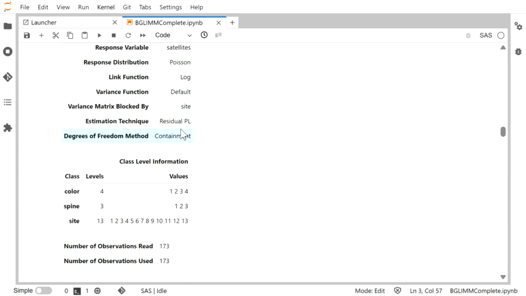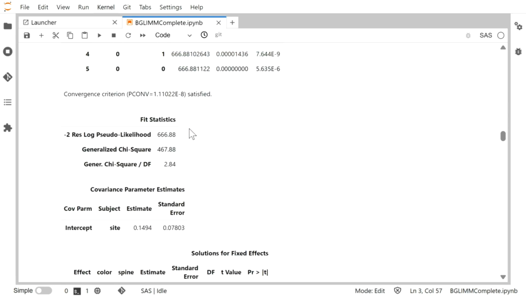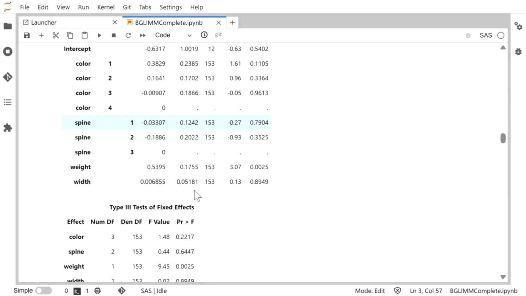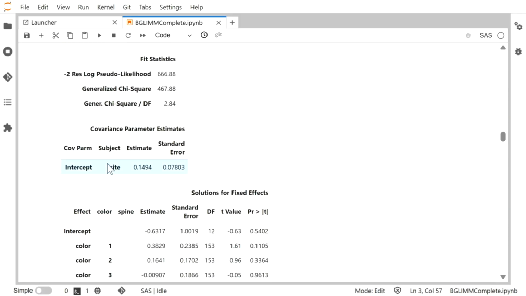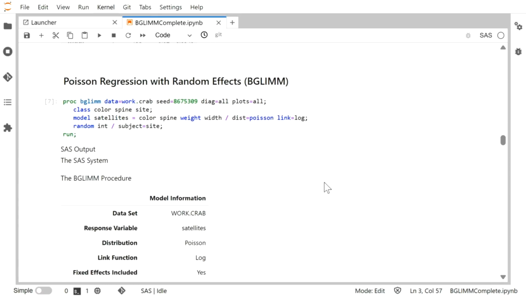It's doing a residual pseudo likelihood because we have a random effect, and we're in GLIMMX. We're non-normal. So if I look through all of this, I see all of my output coming out for this. There's my solution for my fixed effects. There's the type 3s. There's the random effect for site. Again, remember that is in the log form because it's on the G side. But there's the BGLIMM code.